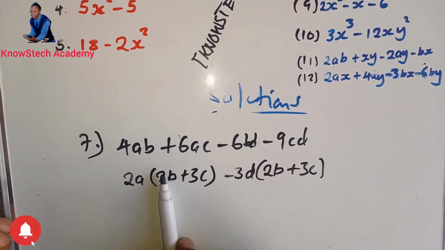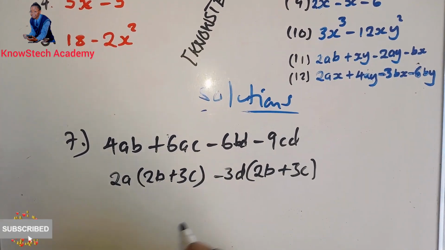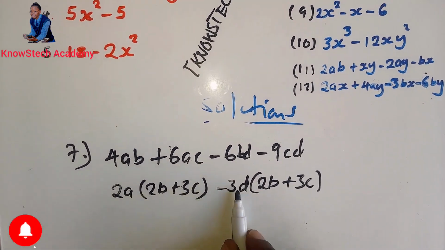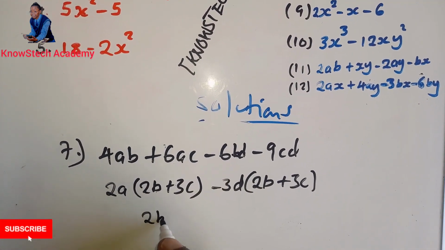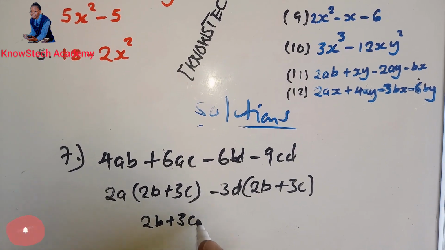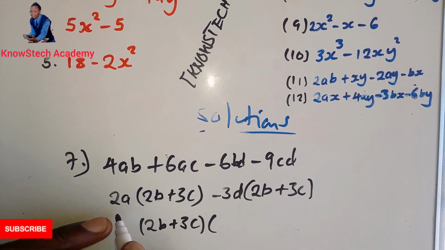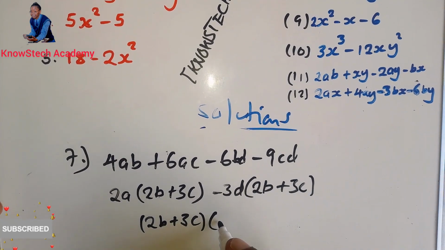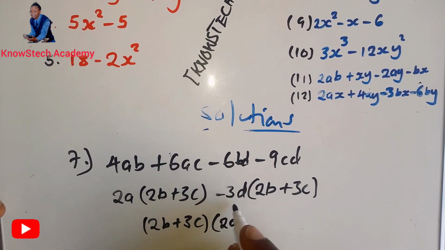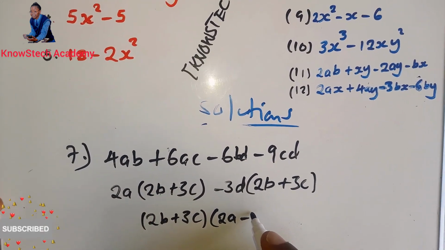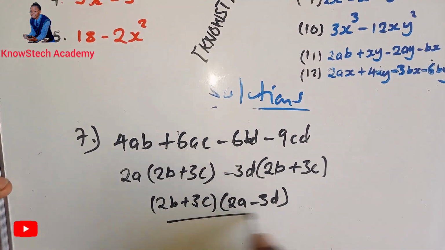So they are identical in this bracket and this side. So we have 2 terms, this and this term. What is common in these 2 terms? You have 2b plus 3c in brackets. Then whatever term is here, you write it in a bracket as the first term, which is 2a, minus this number which is here, which is minus 3d. And this is the answer.